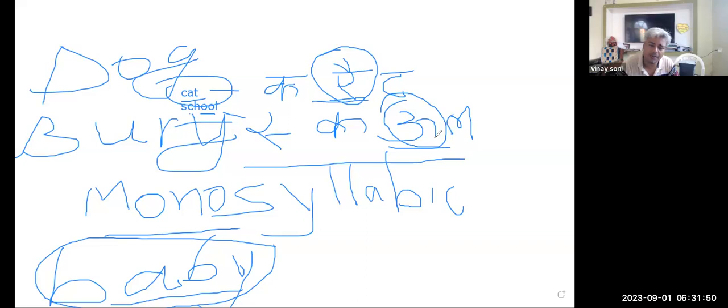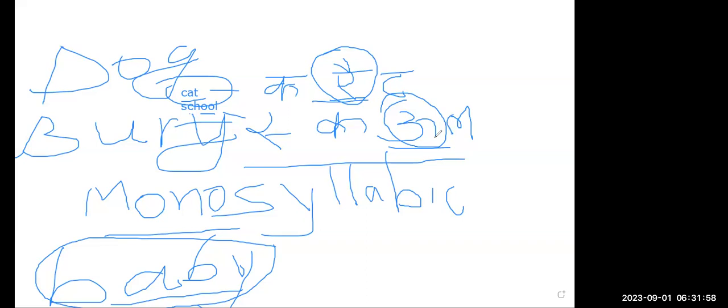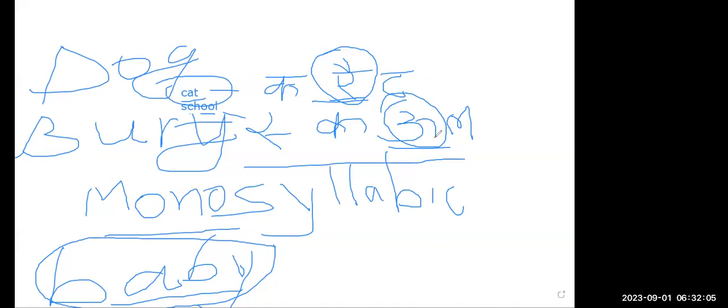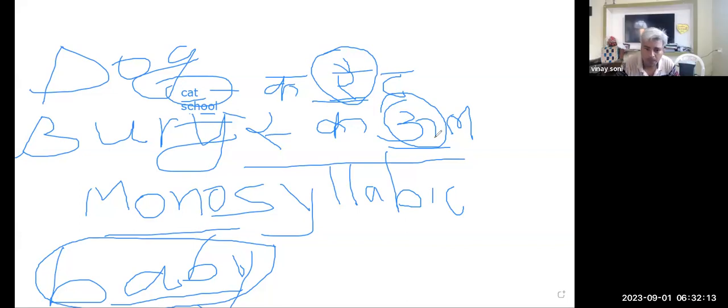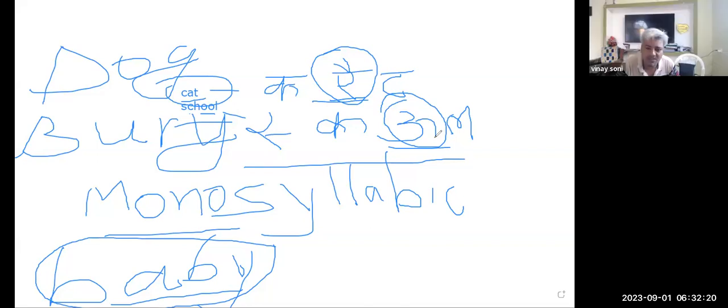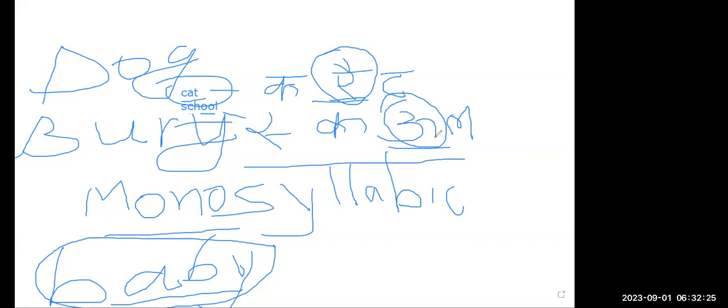Now, Juhi, how many vowel sounds do you hear when I say the word baby? Two sounds, sir. Two vowel sounds. Which 2 vowel sounds? A and E. Baby. Where is the vowel sound? A. Okay.